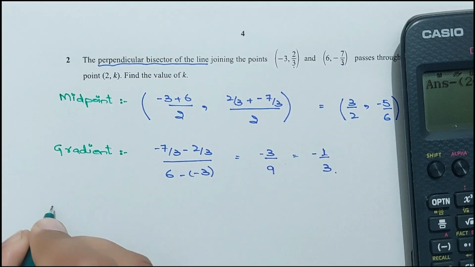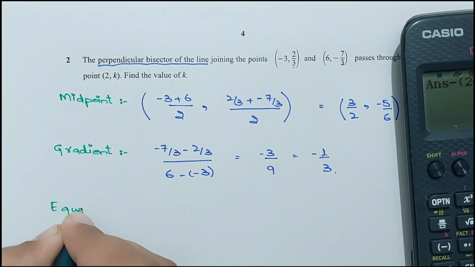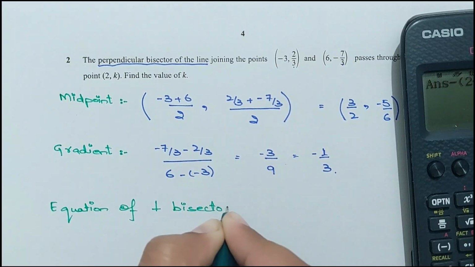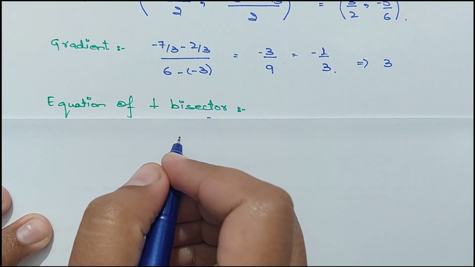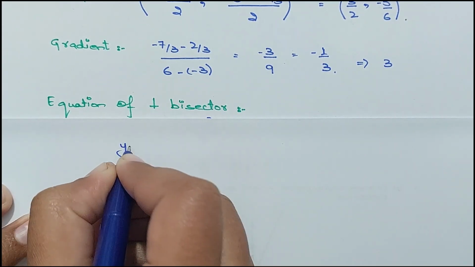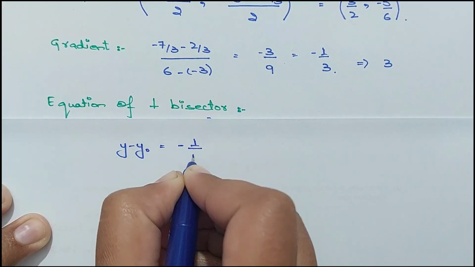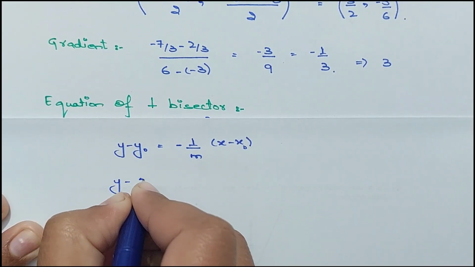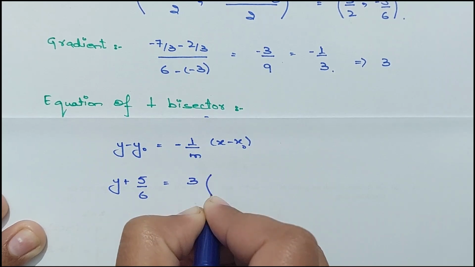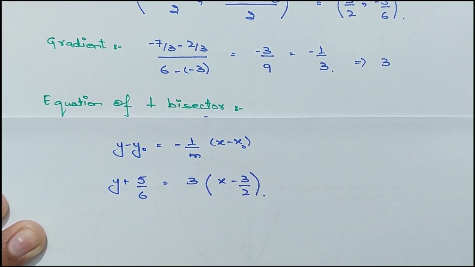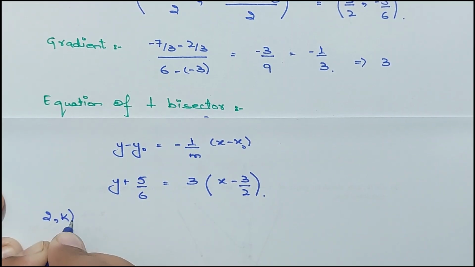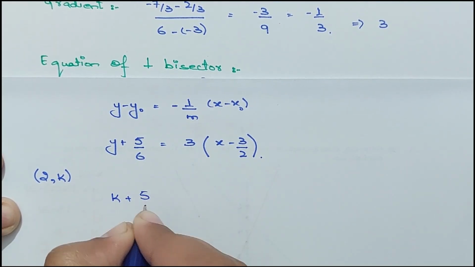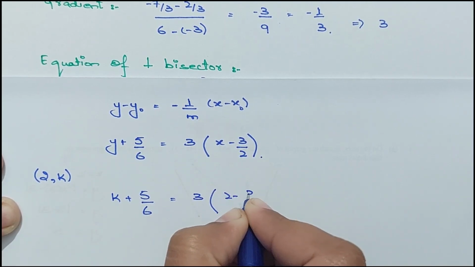Now let me write down the equation of the perpendicular bisector of the line that joins the 2 points: y minus y naught equals negative 1 over m into x minus x naught, and with the negative reciprocal, this should be 3. So y plus 5/6 equals 3 times (x minus 3/2). Right, this passes through the point (2, k). X is 2 and y is k, and we have to solve for k. Since it passes through the point, it satisfies that equation. So k plus 5/6 equals 3 into 2 minus 3/2.